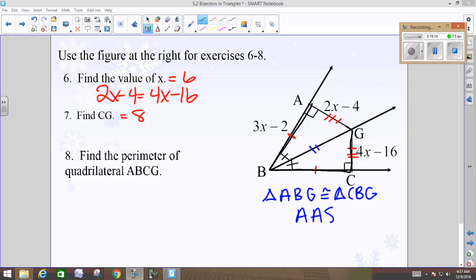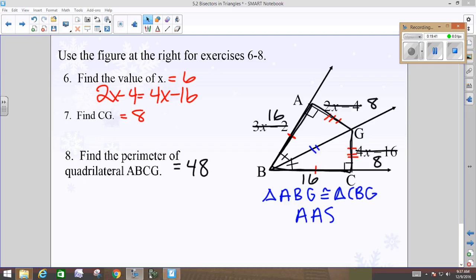How do we find the perimeter of any polygon? Add up all the sides. Well, we just figured out that CG is 8, which we marked congruent to AG, so we know that's 8. AB, well, if x is 6, 3 times 6 minus 2 is 16. And we already marked that equal to BC, so we need to add 16, 16, and 16 again. So then our perimeter of our figure would be 48. Hannah, does that make a little more sense when I use the congruent triangles? Okay, then do that. Questions? All right.